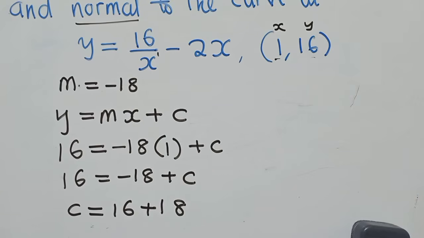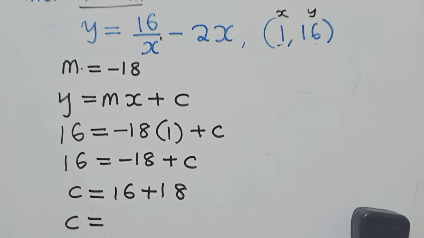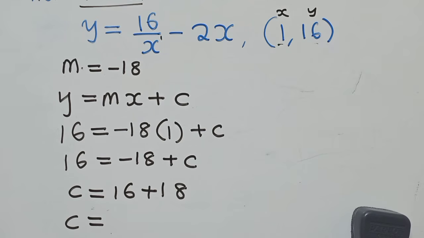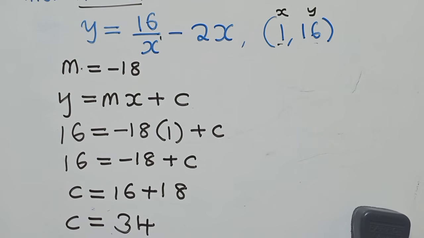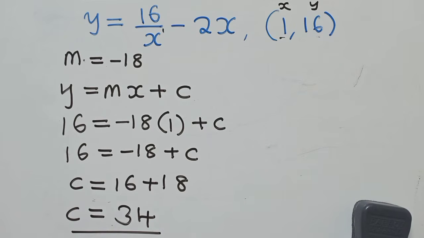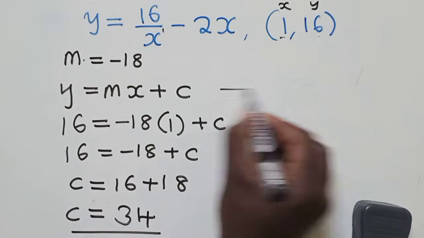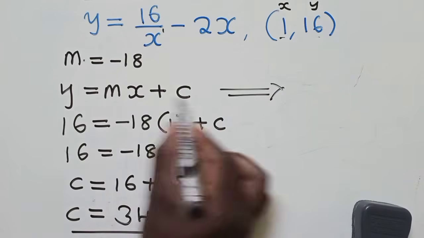So when we add, c will be equal to 16 plus 18. What are we getting? We are getting 34. So this is 34, so our c is 34. Now we come back to this.